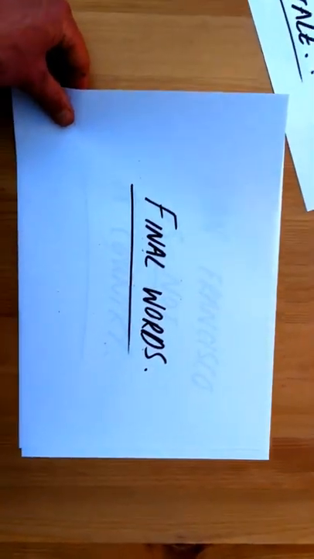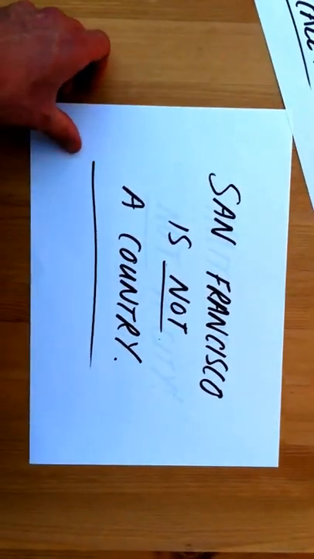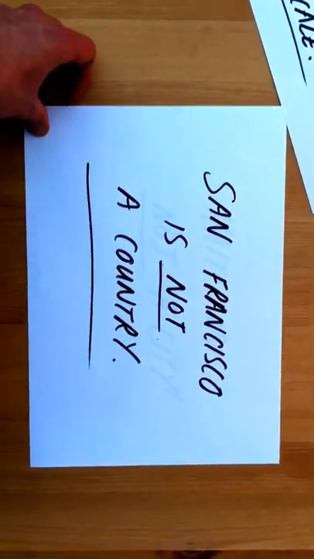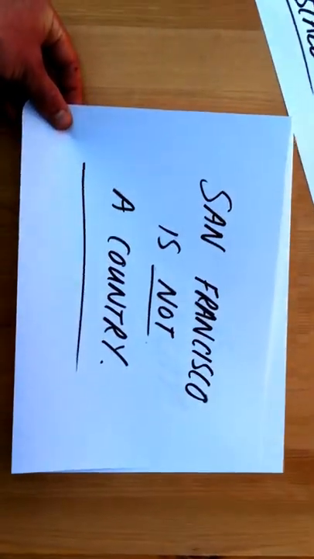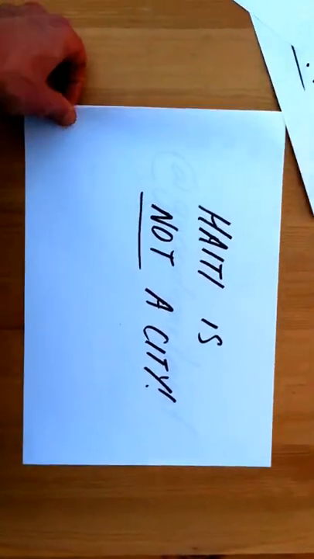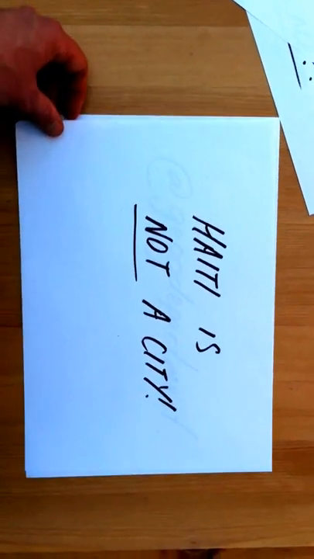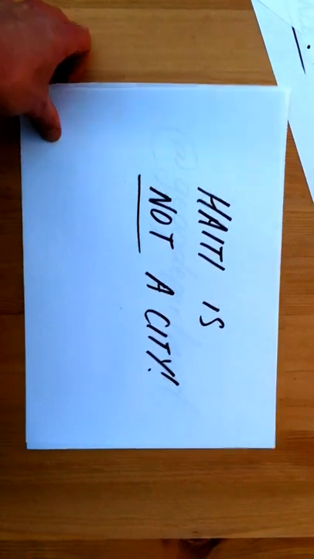Finally, a few final words to remember. San Francisco is not a country, and I know you guys know this, but I'm just double checking because it's really frustrating sometimes when people get these basic errors in geography. And remember that Haiti is not a city, it is in fact a country. And remember, it's an island and it shares its landmass with another country, the Dominican Republic.